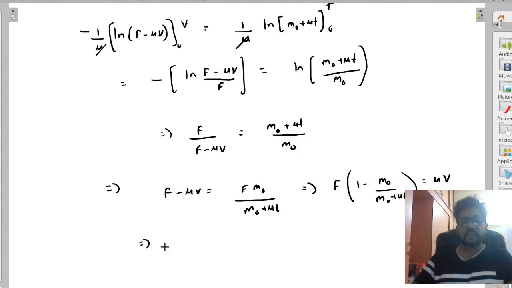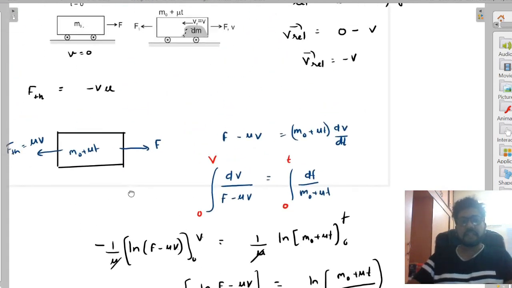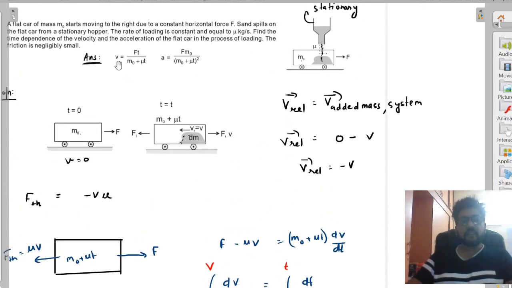So from this you will get the velocity as a function of time is F by mu into (m naught plus mu t minus m naught) divided by (m naught plus mu t). So here m naught gets cancelled out, mu will get cancelled out. So you will get the velocity is F t upon (m naught plus mu t). So you can see I have written the answer here. Velocity comes out to be F t upon (m naught plus mu t).